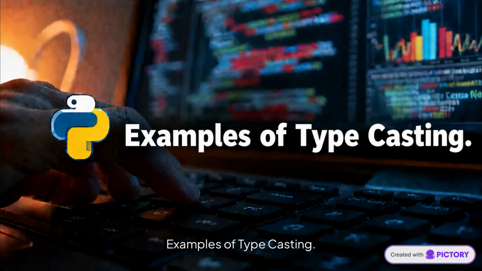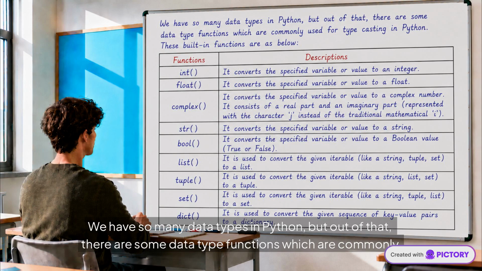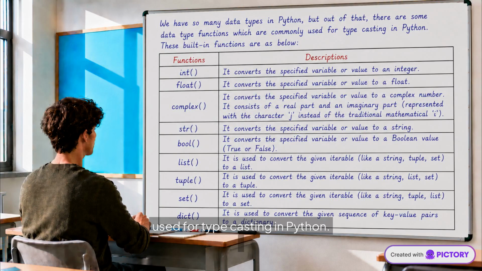Examples of typecasting. We have so many data types in Python, but out of that, there are some data type functions which are commonly used for typecasting in Python. These built-in functions are as below. Functions and descriptions. int: it converts the specified variable or value to an integer. float: it converts the specified variable or value to a float. complex: it converts the specified variable or value to a complex number.